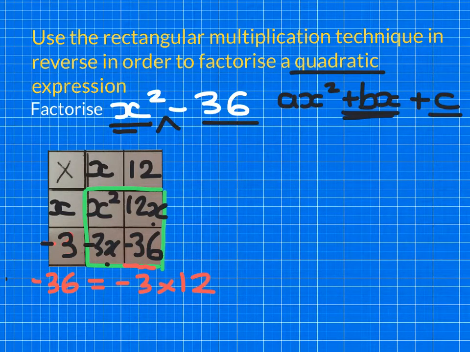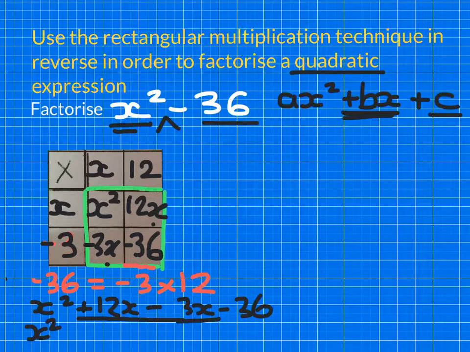Let's write it all out in full and see if it works out. x squared plus 12x minus 3x minus 36. Oops, that wasn't a 13, that was a 3. Notice that we have a positive 12 and a minus 3. If we have 12, take away 3, that will give us positive 9x, so x squared plus 9x minus 36.